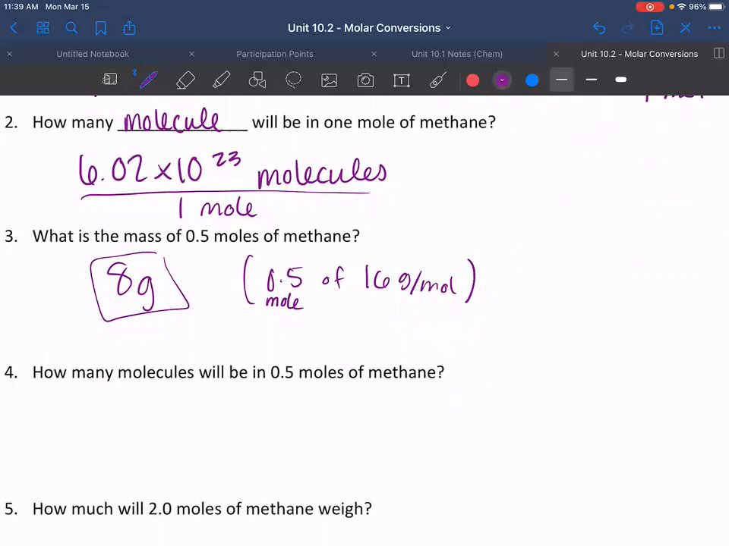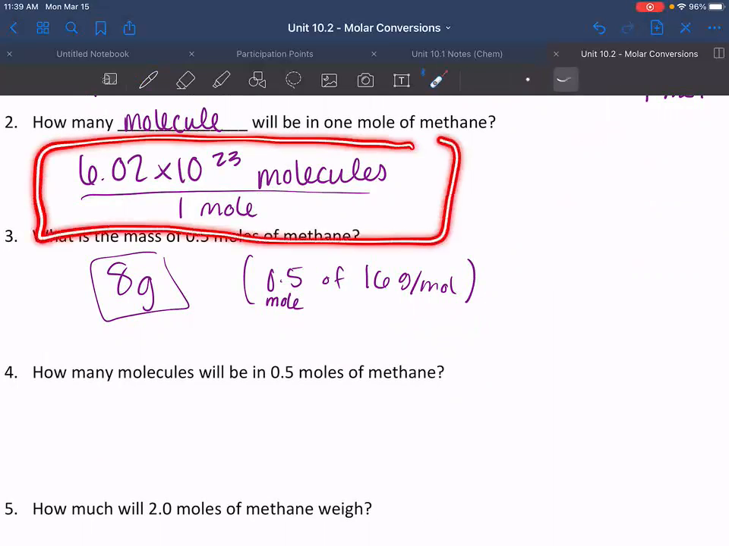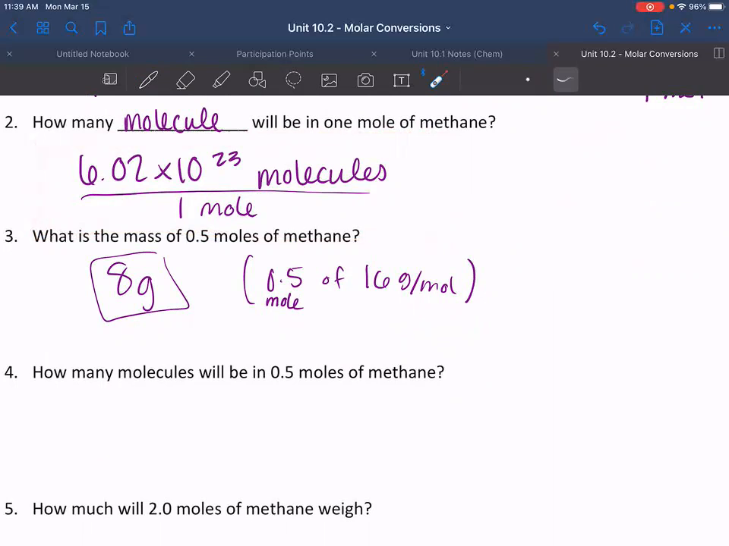Okay, how many molecules in half then? I think JP, you're on to this one already. Yeah. You got it, exactly. So if we just took half, so this is the number, this is how many molecules per mole. If we have half a mole, we just half that number. So you can just half the coefficient. We would get 3.01 times 10 to the 23rd molecules.